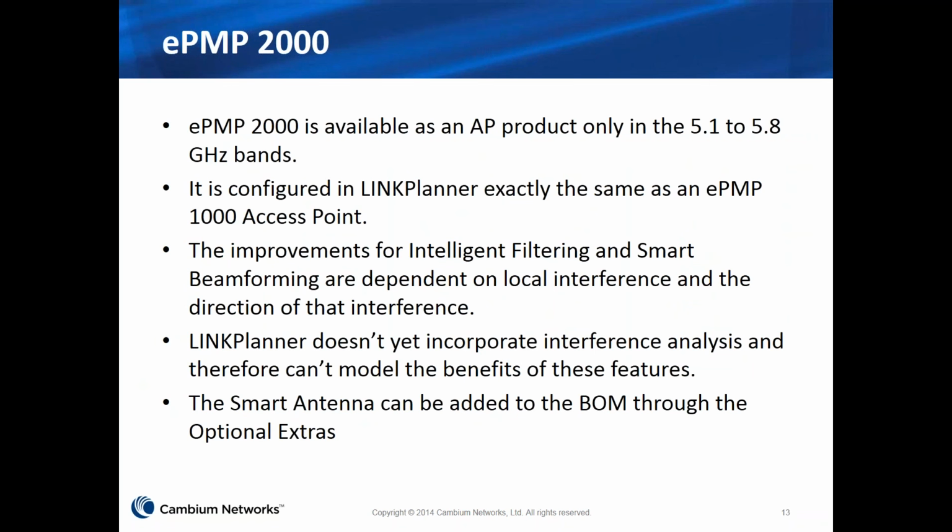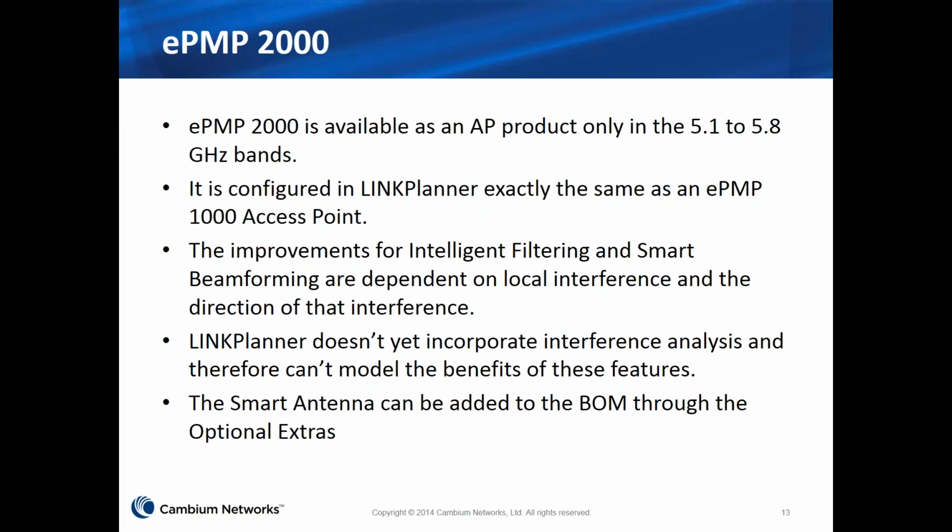So the next new product that we've introduced is the EPMP 2000. This is a recent addition to the EPMP family, and it's only available as an access point in the 5.1 to 5.8 GHz bands. In LINKPlanner, it's selected and configured exactly the same as for an EPMP 1000 and supports all the same SM product options as the EPMP 1000.